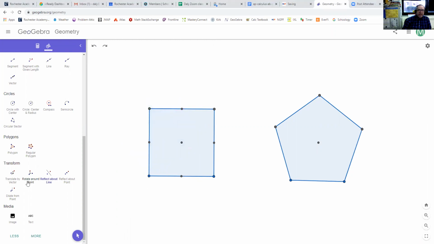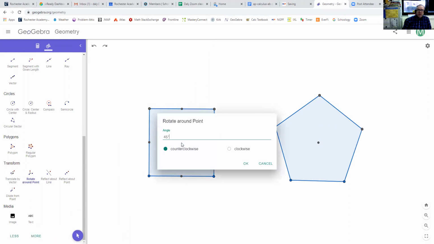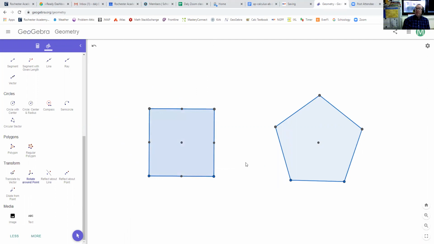On the other hand, if we rotated this square around the center point, and I said, what happens if we rotate it counterclockwise by 90 degrees? The new square is exactly on top of the original square. So that's what we mean by a symmetry.